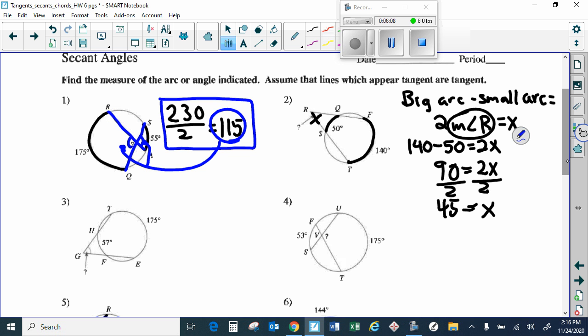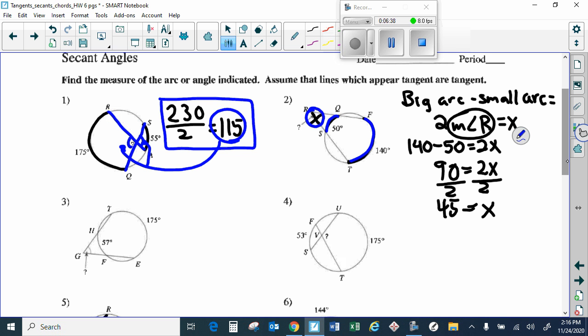When the angle is inside the circle, we add the arcs. When the angle is outside the circle, it's the big arc or the outer arc minus the small arc or the inner arc, divided by 2, equals the angle itself. Another way of saying that, I could say outer arc minus inner arc, or big arc minus small arc, equals double the angle. So I just recalled, measure of angle R is x.